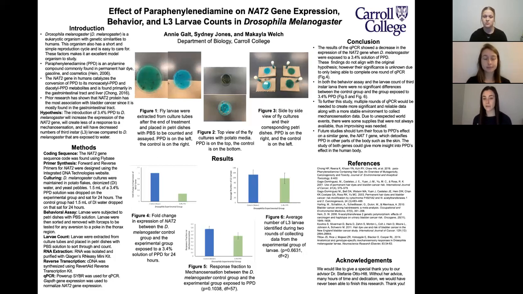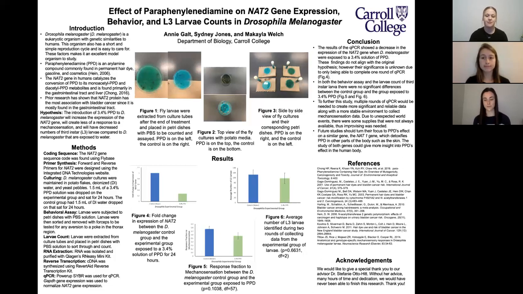And then the last picture on the right, figure 3, this is just a side-by-side view of the culture tubes as well as the Petri dishes after the whole experiment was run. And this is just to get a better comparison of the changes in colors that we saw throughout this experiment due to the exposure to PPD.